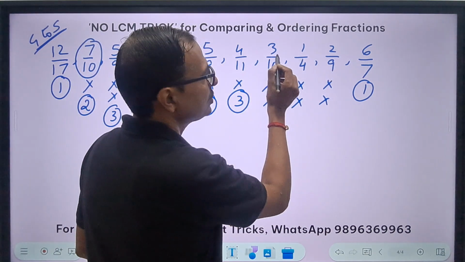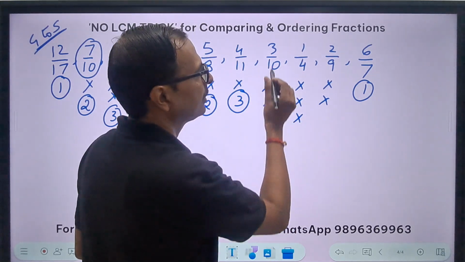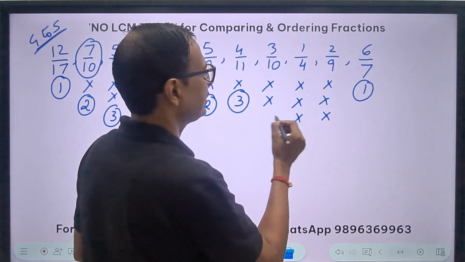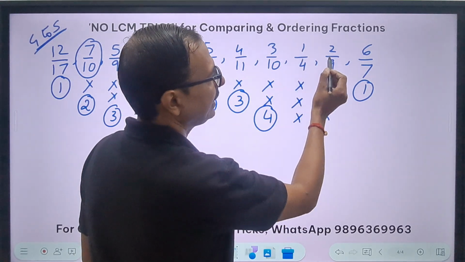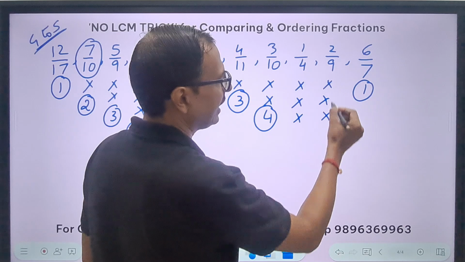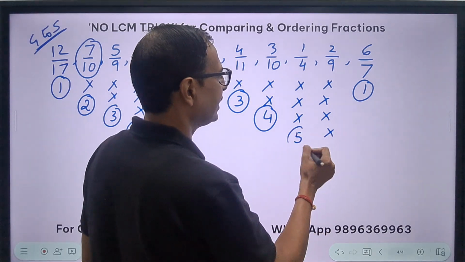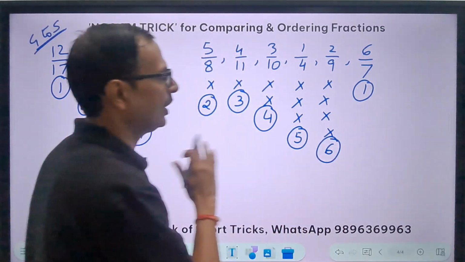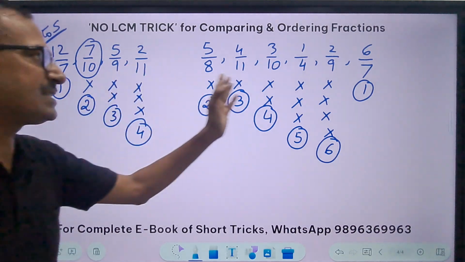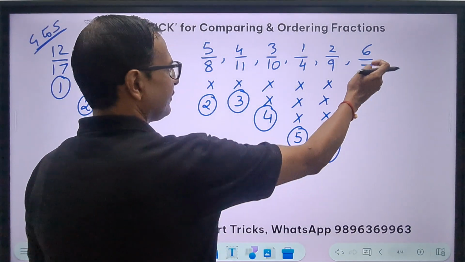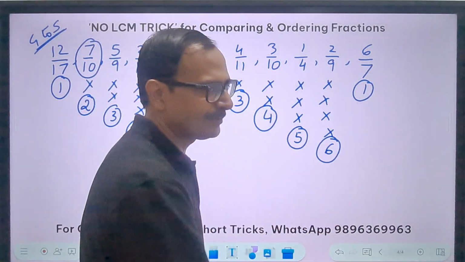Between these three, 12 and 10, this is eliminated. 27 and 20 eliminated, so this is the fourth greatest. And finally between these two, 9 and 8, so 9 happens to be the greater one, so this is fifth and this is sixth. Now you can check the order in which the descending order works for these 6 fractions is, this is the first one, second, third, fourth, 5, 6.